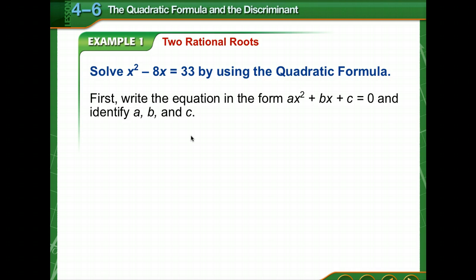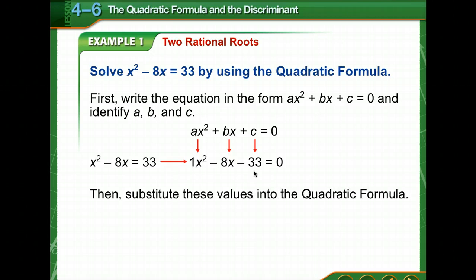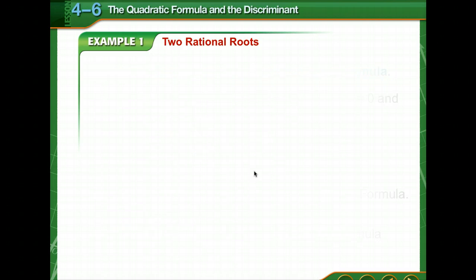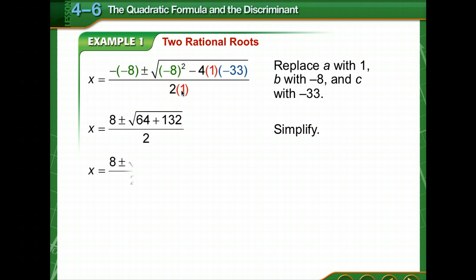So first of all, we're going to put the equation in the form ax squared plus bx plus c is equal to 0. Then we're simply going to figure out what a, b, and c is and then substitute it into the quadratic formula. So substituting in the opposite of negative 8 plus or minus the square root, and this is b, negative 8 squared minus 4 times a times c, all over 2 times a. And then just simplify by doing the math.